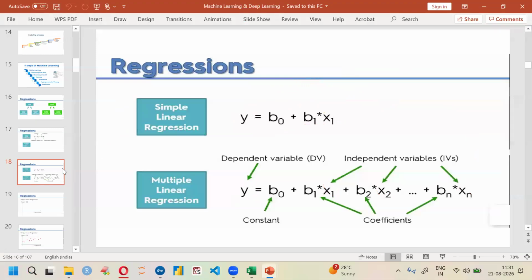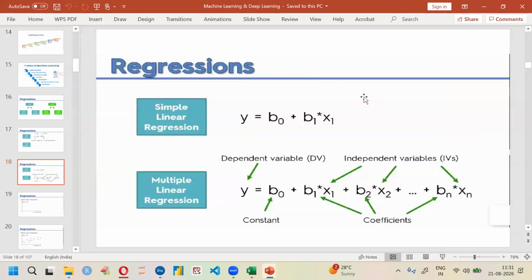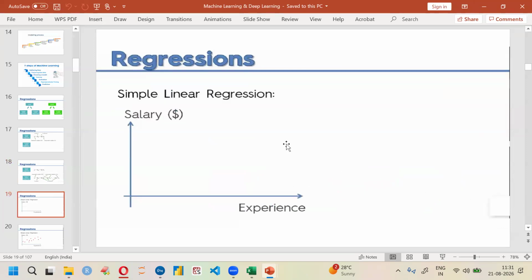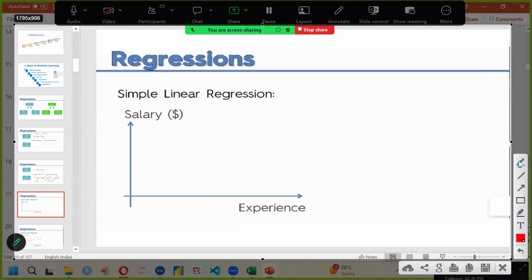Now let us take this data set as an example and try to derive the mathematical concept of simple linear regression. Always, we will take salary on the y-axis and experience on the x-axis. So salary on the y-axis and experience on the x-axis.